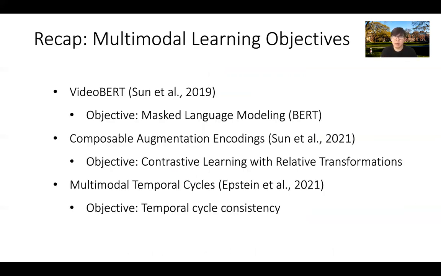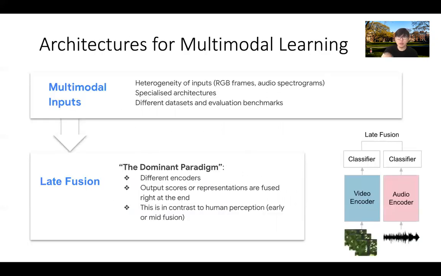Okay, a quick recap. So I talked about multimodal learning objectives: BERT, which uses the MLM objective for training, the composable augmentation encodings, which uses a modified contrastive learning objective, and then the last work, which I briefly talked about, uses temporal cycle consistencies. So in the remaining 2 minutes, I'm going to talk about architectures for multimodal learning.